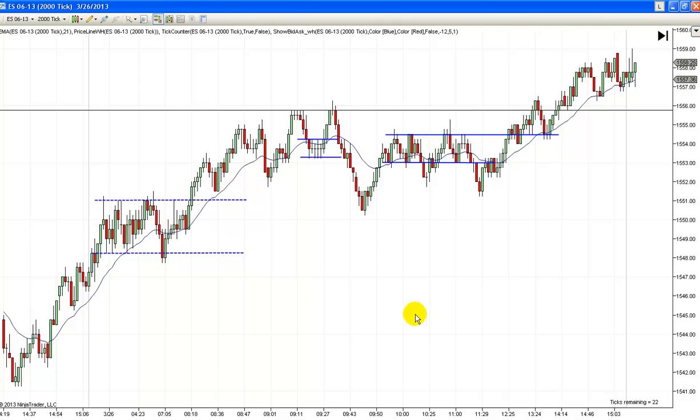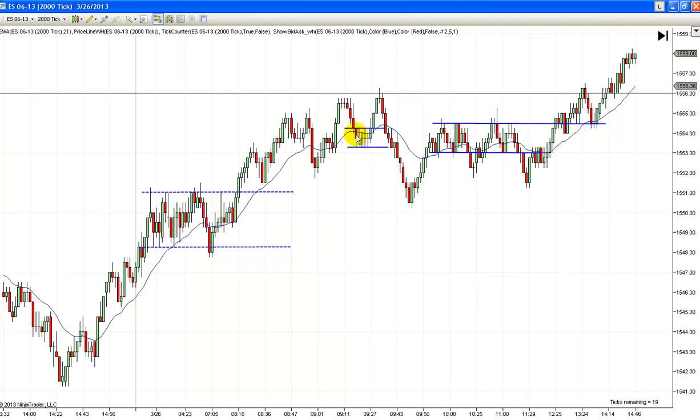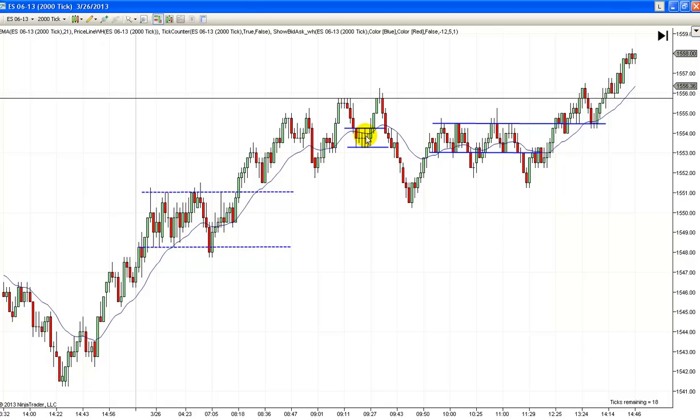Today we're going to talk about congestion and how to trade congestion. A lot of people have problems with congestion, but the first thing I want to explain to you is this little area here is what I call congestion. And all congestion is a small trading range.